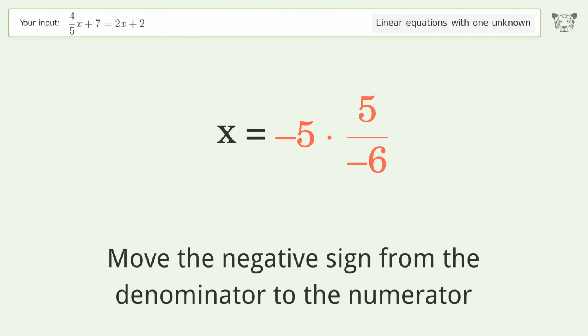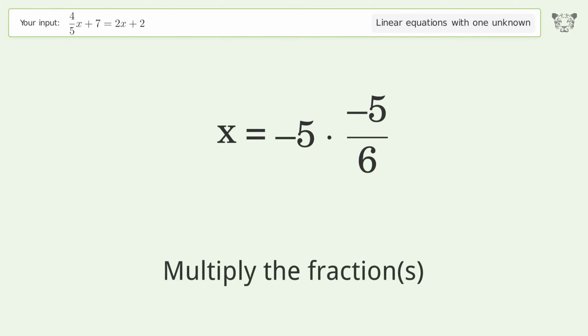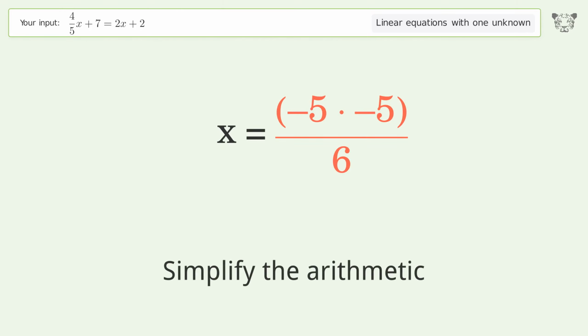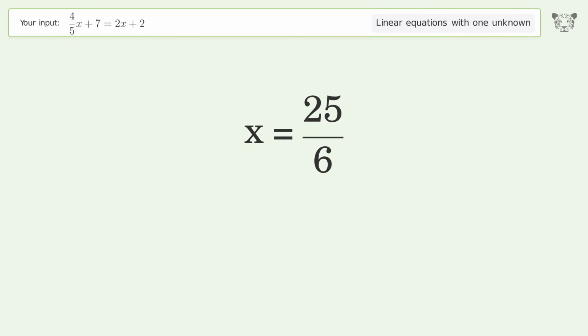Move the negative sign from the denominator to the numerator. Multiply the fractions. Simplify the arithmetic. And so the final result is x equals 25/6.